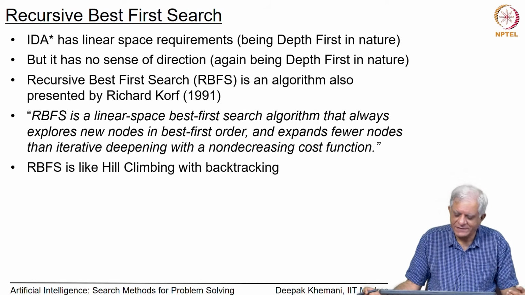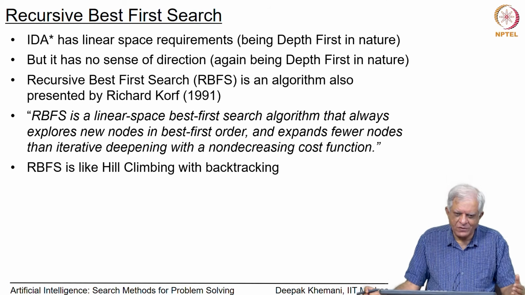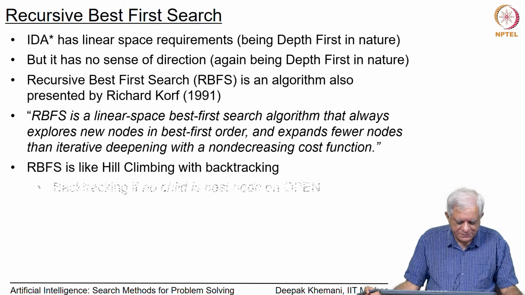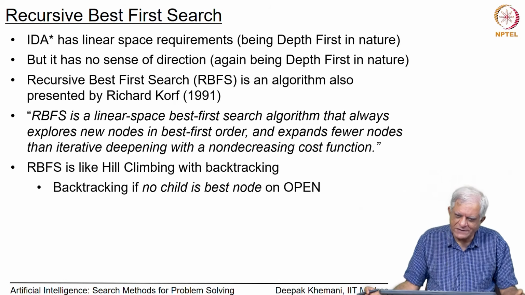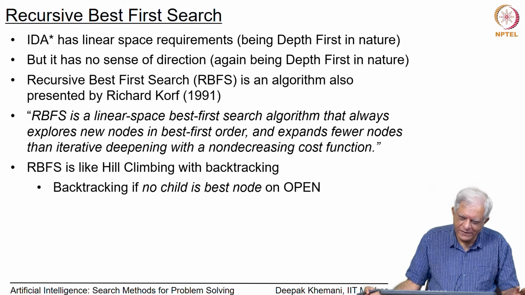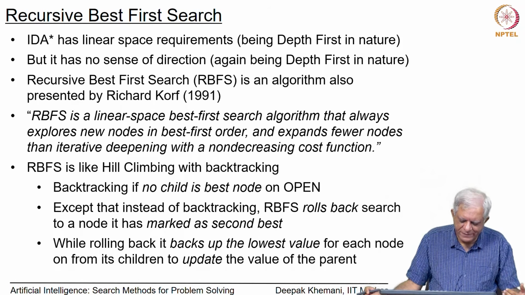So, RBFS is a little bit like hill climbing with backtracking, that you go down some path requiring linear space, because hill climbing requires linear space. Hill climbing requires constant space, but if you maintain the parent pointers, the path backwards, it would require linear space. And you backtrack if no child of the current node is the best node on open essentially. So, it is a bit like hill climbing where the candidates of the parents have also been kept alive, they have been kept in open, and for the current node, if the neighbors do not contain the best node, then you backtrack. But actually backtracking would mean increasing amount of space.